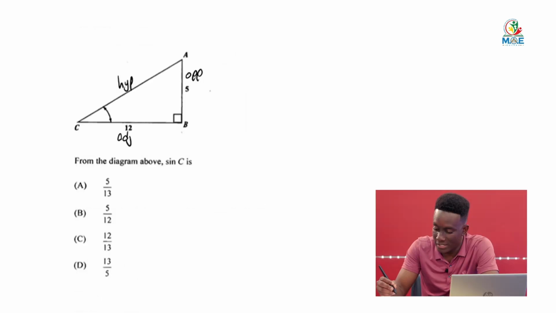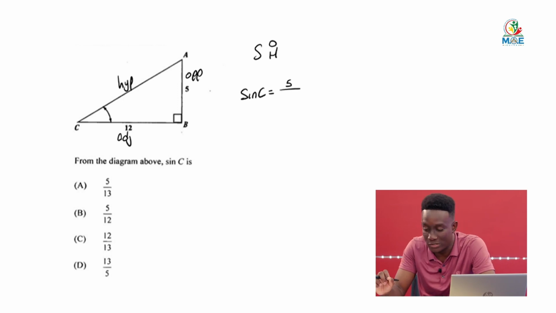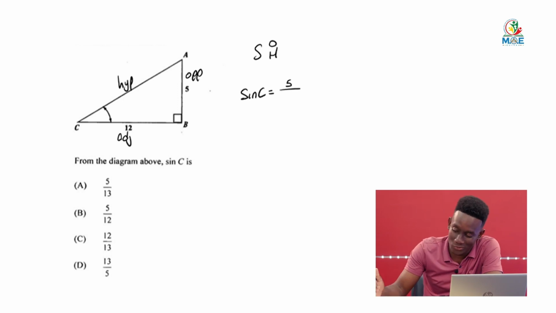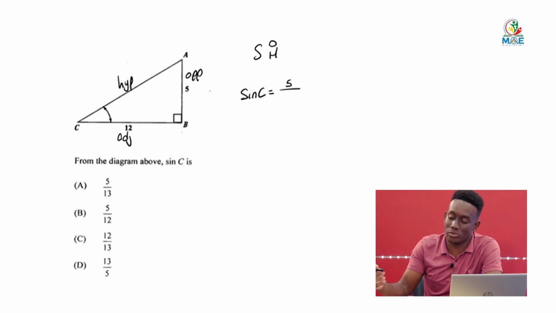So we know for sine, the ratio is SOH, some old horses, so it's opposite over hypotenuse. We can say sine C is equal to the opposite, which is 5, over the hypotenuse. We don't know the hypotenuse here, so we need to find it. We know the hypotenuse is the longer side, and we have two other sides, so Pythagoras' theorem should come to mind.